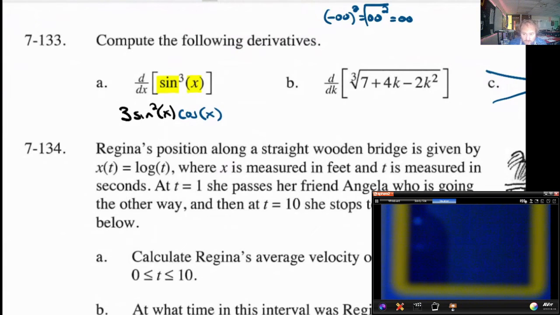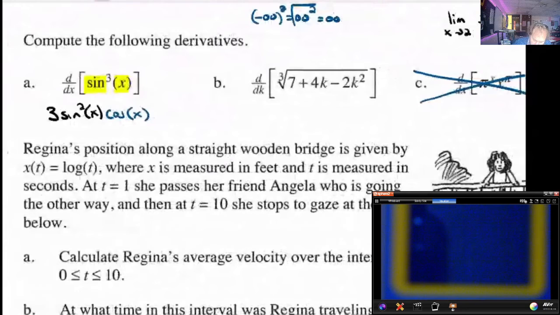For the second question, I'm going to try to do this in one line, in one step. I think, again, the outside function is the third root, which I want to think about as the something to the 1/3 power. So this is 1/3 times the original inside, 7 plus 4k minus 2k squared, all raised to the negative 2/3 power, like that.